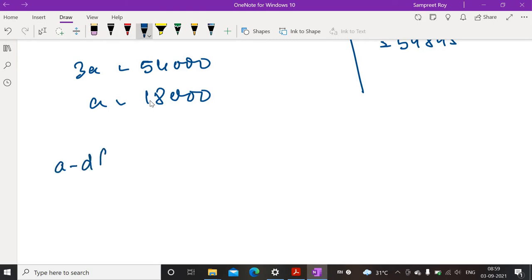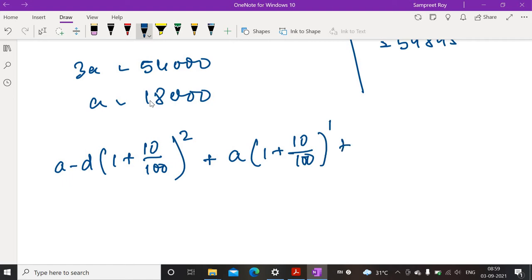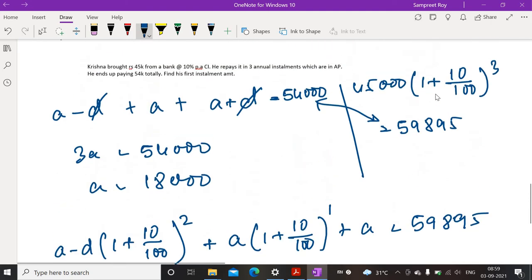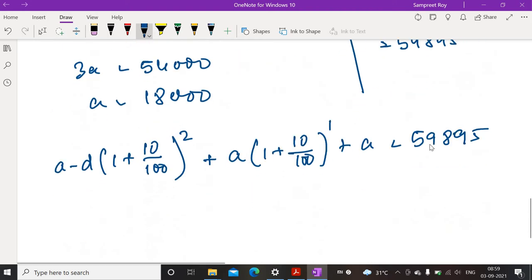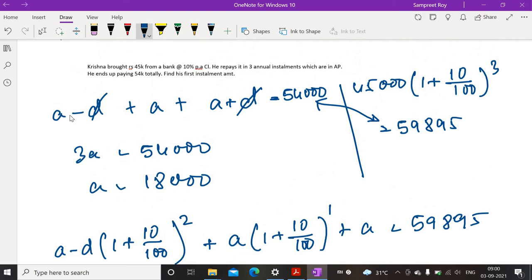So let's suppose I write it as (a minus d) into (1 plus 10 by 100), 10 was our interest rate, power 2. Why 2, I will explain. Plus a into (1 plus 10 by 100) power 1, plus a equals 59,895. Now let me explain why I did this. Now this will be the total amount, right? If I had paid at the end of 3 years, then I had to pay this amount, 59,895. But since I paid it in installments, I had to pay less.